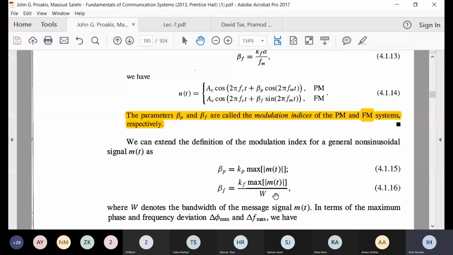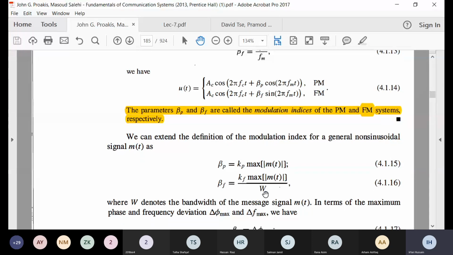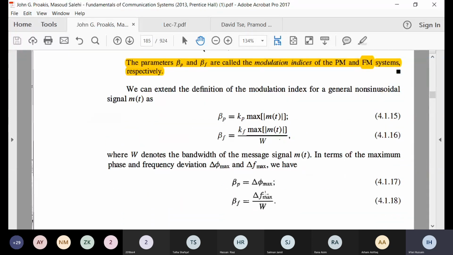For FM, the frequency of the sinusoid will be replaced by W, where W is the bandwidth of the message signal. So the maximum phase deviation is beta p. The maximum frequency deviation divided by the bandwidth gives us beta f.